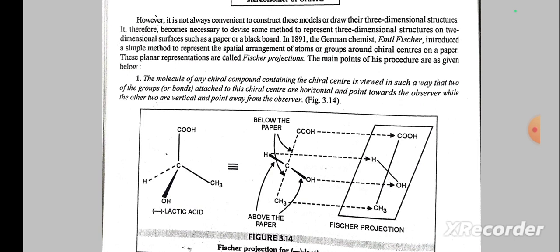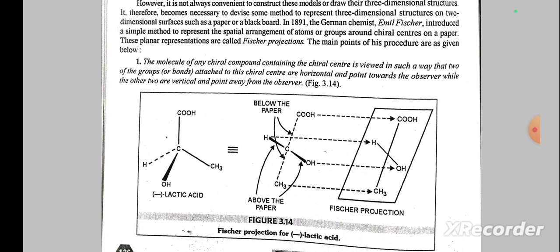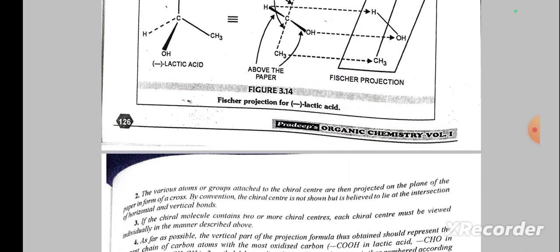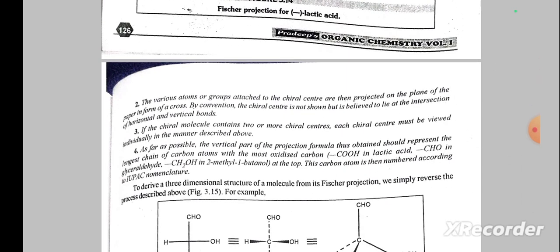First, the molecule of any chiral compound containing the chiral center is viewed in such a way that two of the groups attached to it are horizontal and pointed toward the observer, while the other two are vertical and pointed away from the observer. Second, the various atoms or groups attached to the chiral center are then projected on the plane of paper in the form of a cross. By convention, the chiral center is not shown, but it is believed to lie at the intersection of the horizontal and vertical bonds.